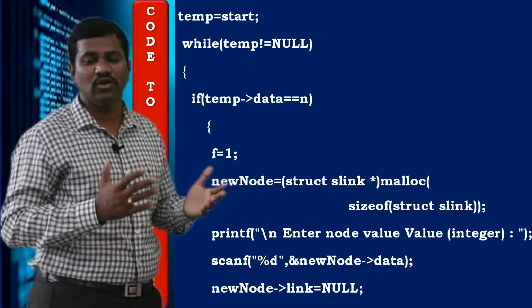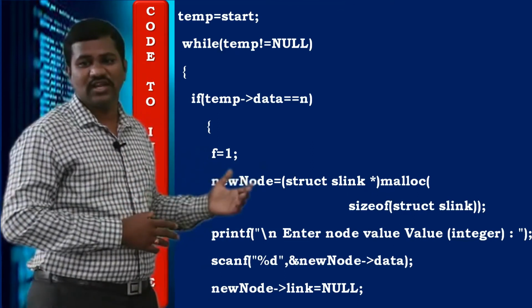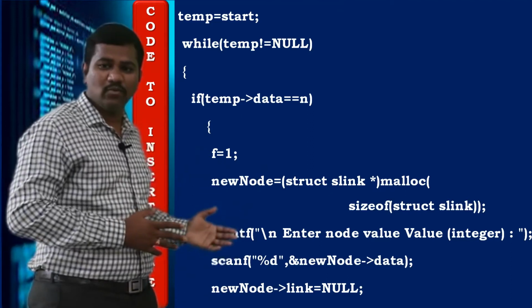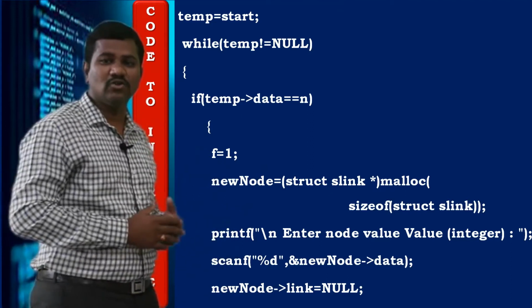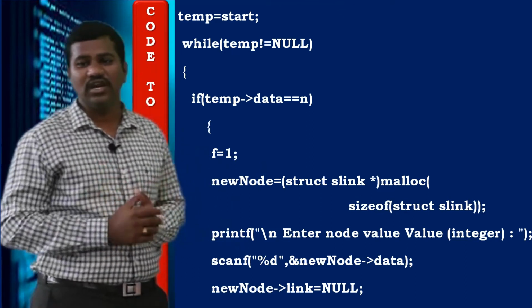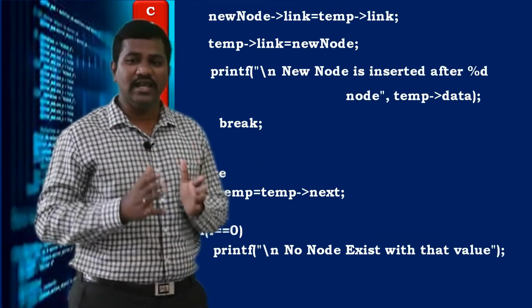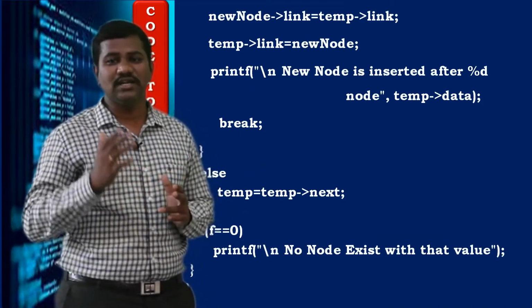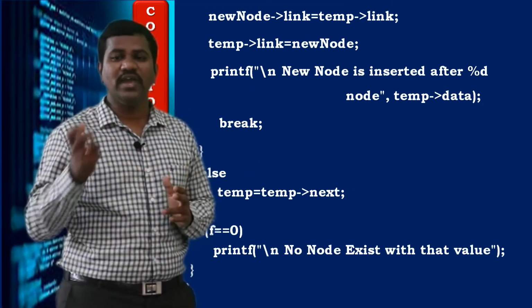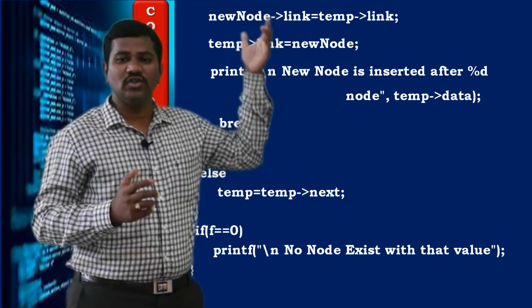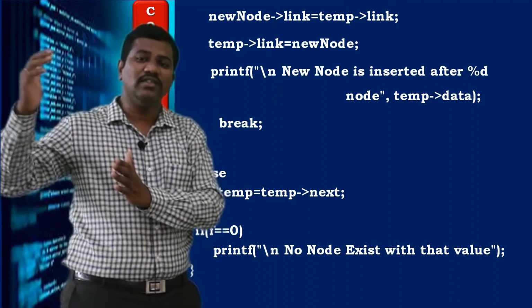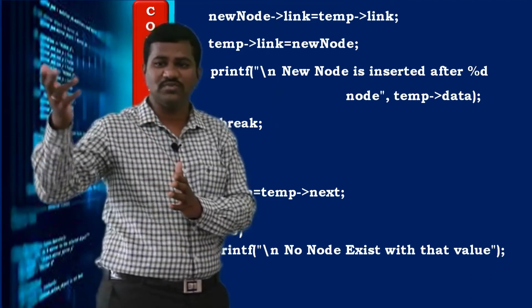After that, if I find my searching node, then I need to create the node and establish the link. That's the reason I'm creating the node with the help of the malloc function, and then I'm going to accept the data part, assigning null to the link part. After that, it's time to create a link between the new node and temp. As already discussed, temp arrow link should be assigned to new node arrow link, so that a link will be established from the new node to the node which is present after temp.